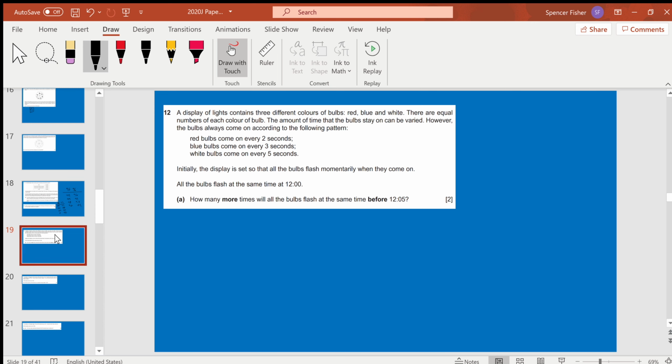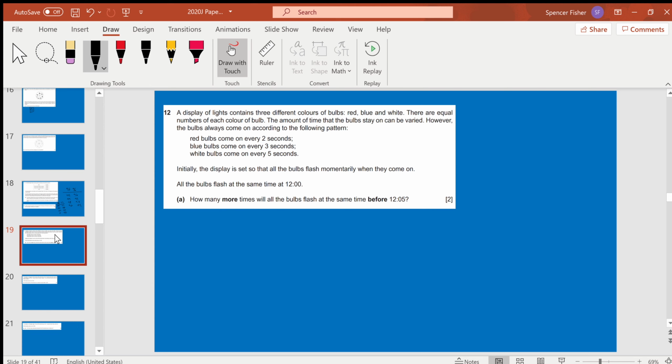All right. Admittedly, 12 is a bit of an annoying problem. Well, let's read through it how I would read through it on my own. A display of lights contains 3 different colors of bulbs. I don't care what the colors are. There are equal numbers of each color of bulb. Okay, that's good to know.